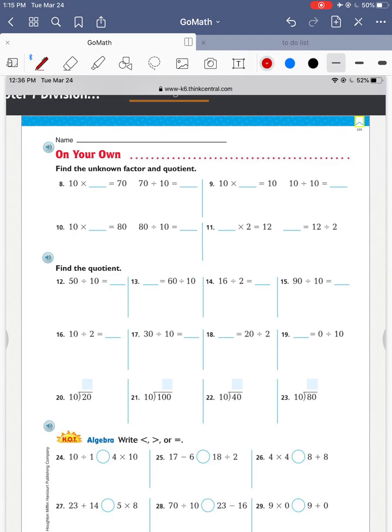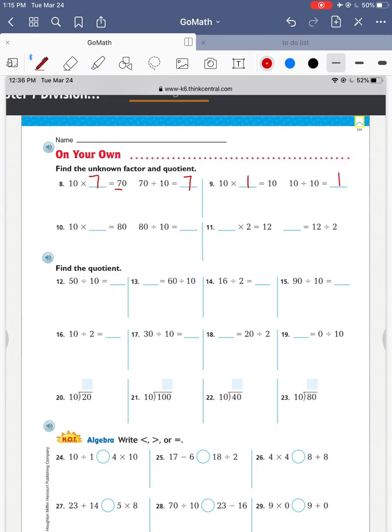So number 8, 10 times what is 70? Look at the number in the tens spot, it's a 7, so 10 times 7. 7 groups of 10 will give you 70, so 70 divided by 10 is 7. 10 times what is 10?